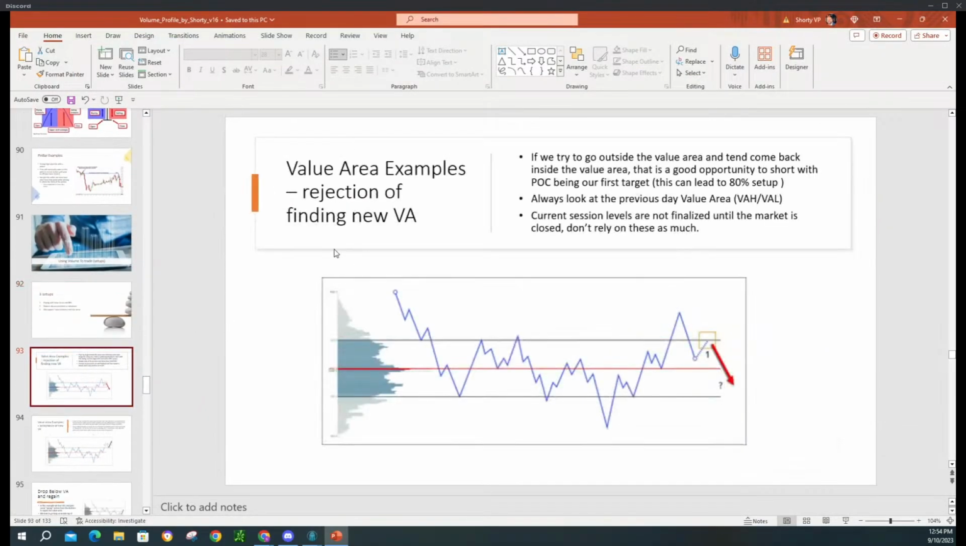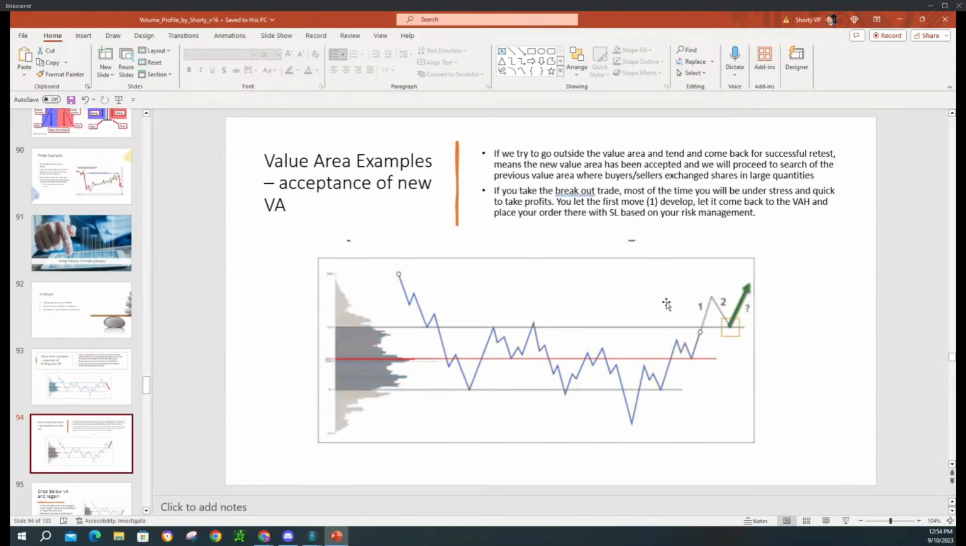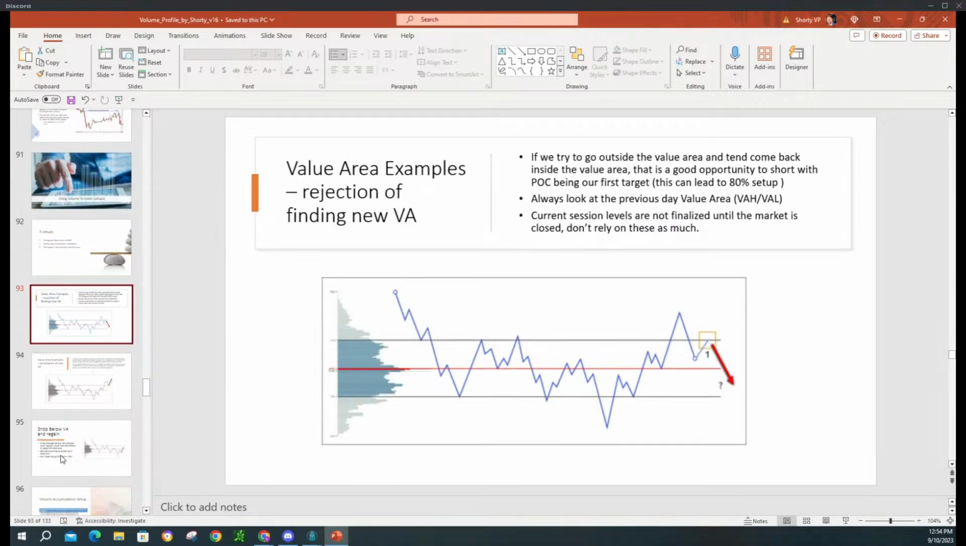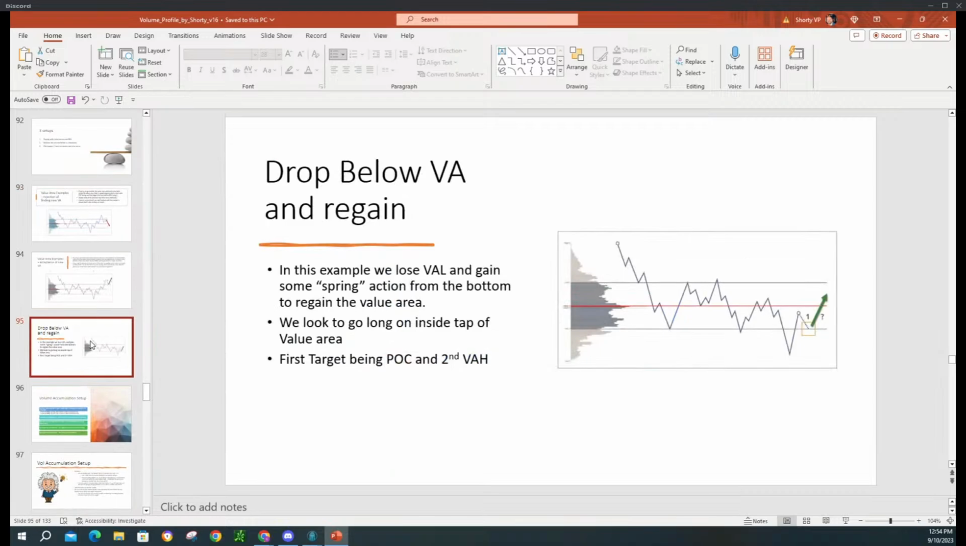Then you have value area examples of what it means finding a new area. Where is the rejection of a new area? You break above the prior day value area high, you come back for a retest. This is the one-two punch. You're looking for a long there rather than a short, right? Here, you're looking for a short: you break above and fail, you're coming under, and this triggers the 80% rule, which is also here. This is where you drop below the value areas.